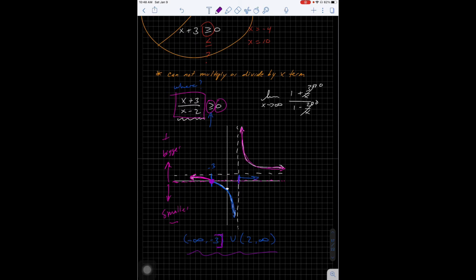So what am I looking for? Well, what we call these points right here and right here, we call those critical points. Critical points are where the function is 0 or undefined. So they're the vertical asymptotes and they're the x-intercepts of the graph. And those are the places that the graph potentially changes from positive to negative.